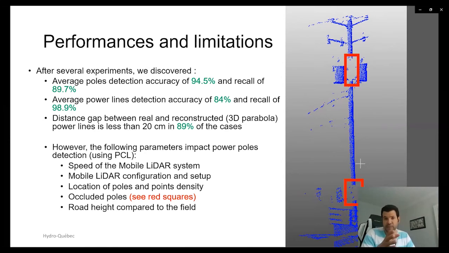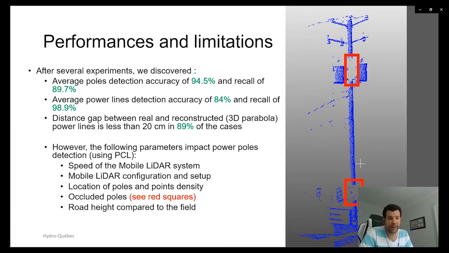And also we discovered, for example in this case, occluded poles, you can see the red squares. Our algorithm that uses PCL is not able to understand that these three parts of the poles are from the same one. Maybe if you merge all three parts, you're going to have the whole pole. But our algorithm will consider that this is not a pole because it doesn't have the height of at least 6.5 meters, and it's a kind of problem.